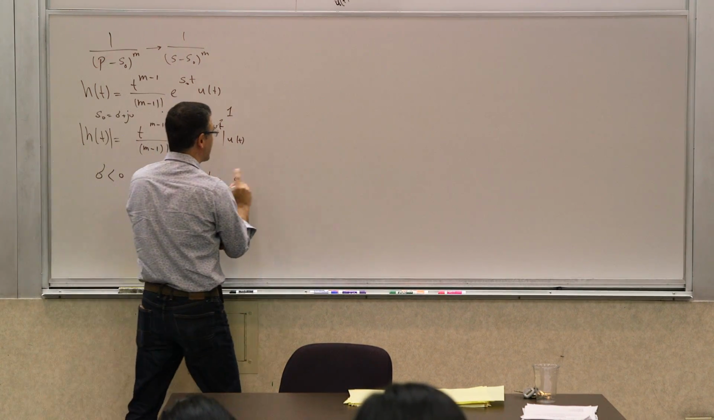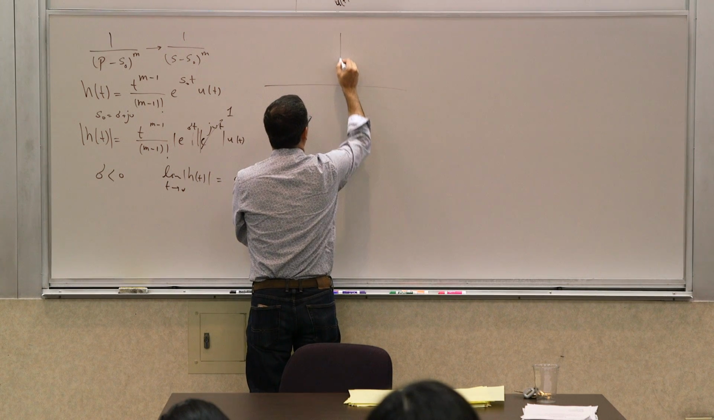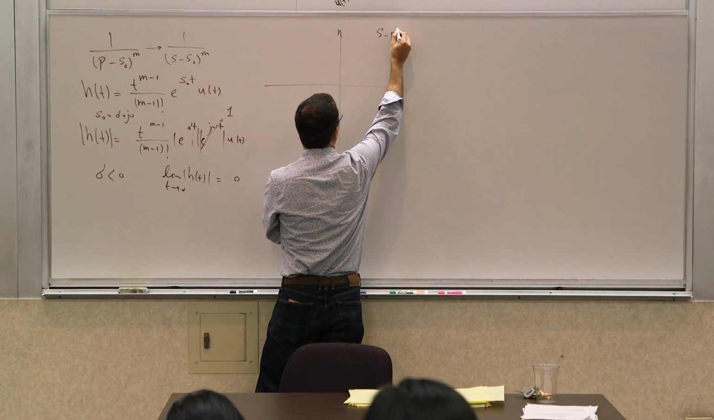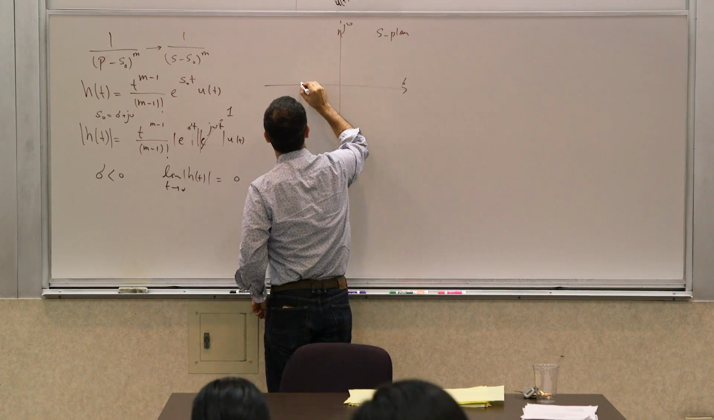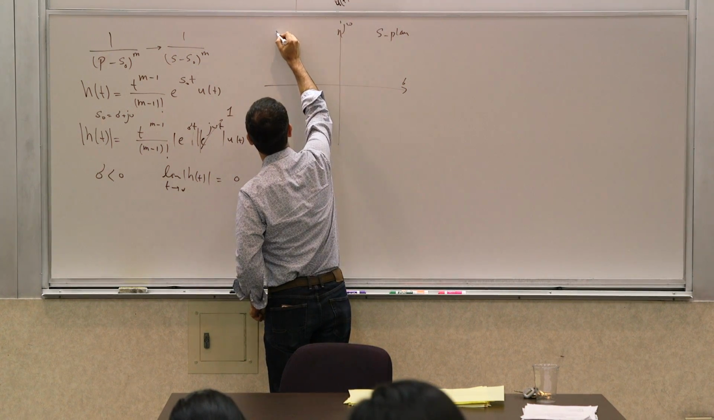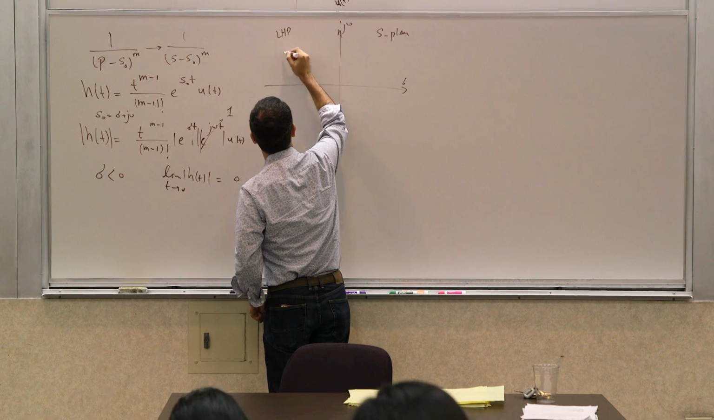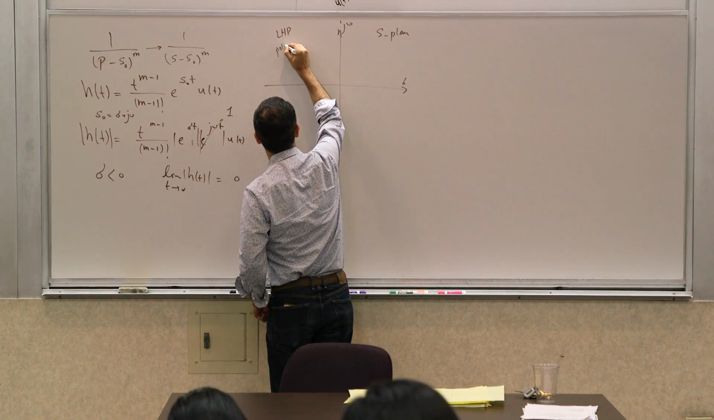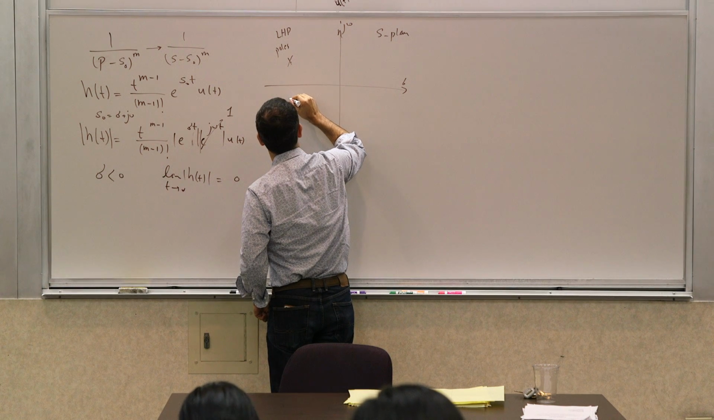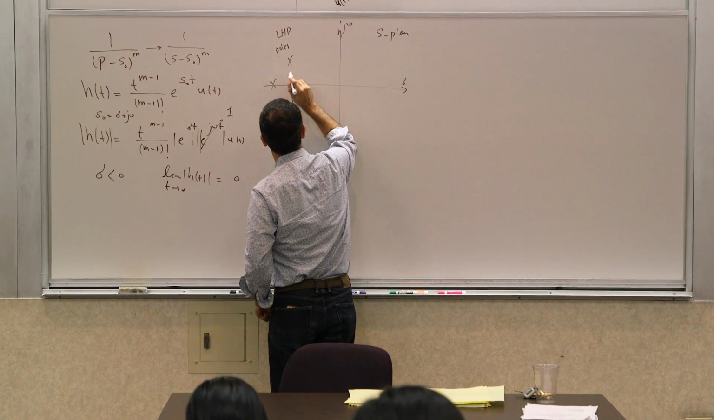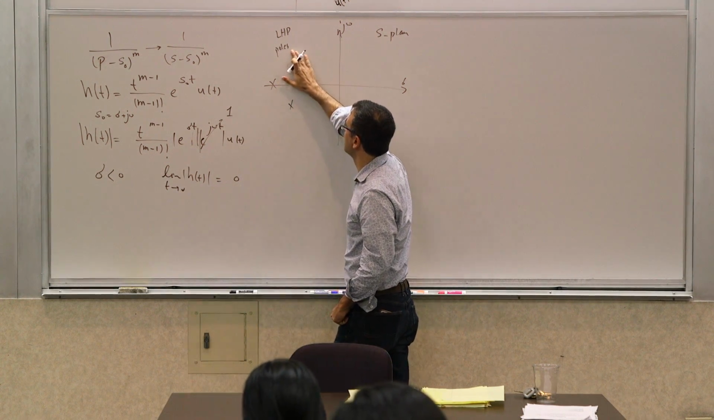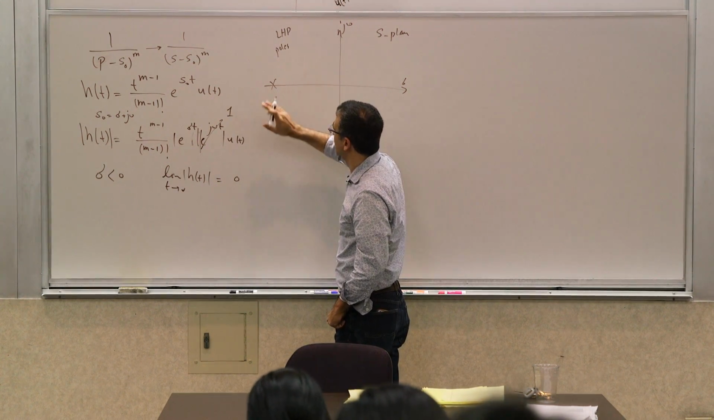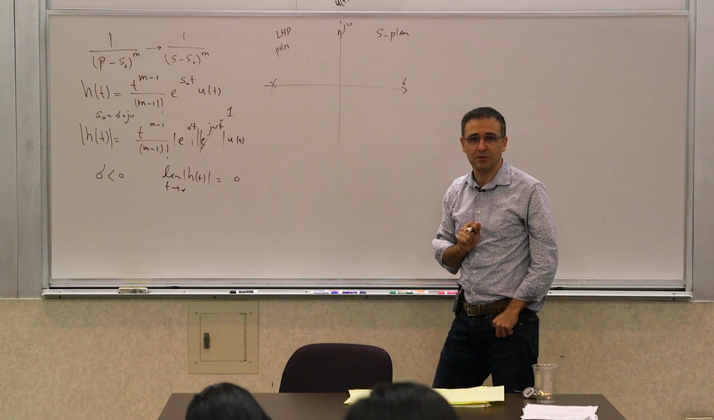So still the same thing is true. If you are on this S plane, where this is the sigma axis and this is the j omega axis, if you are in the left half plane, if you have poles in the left half plane, or let's say right now we are talking about 1, but you can have more, then this is a stable system.